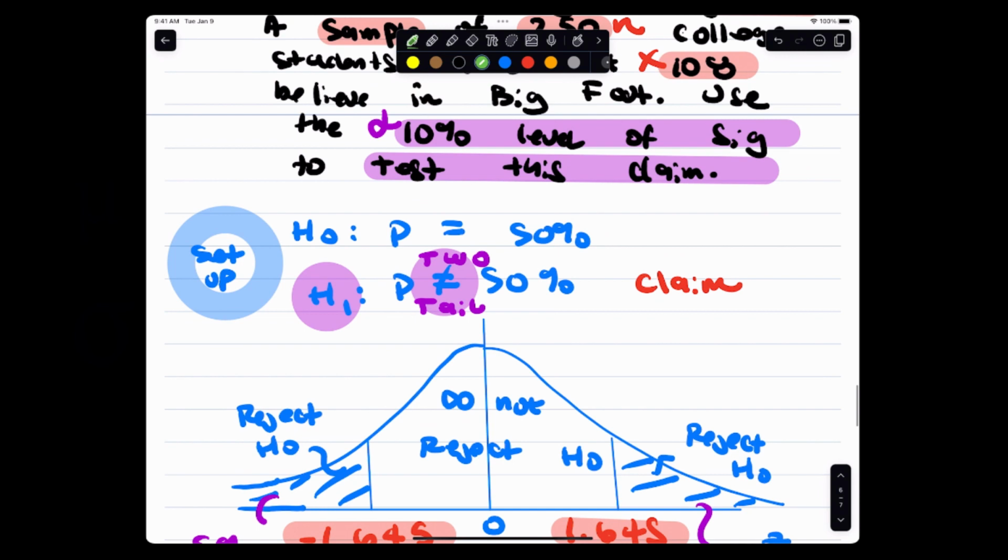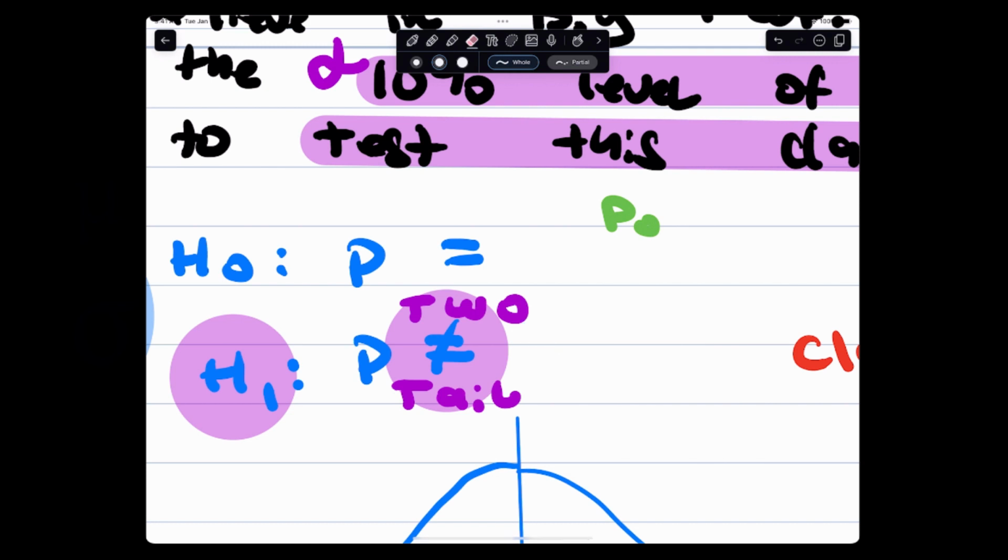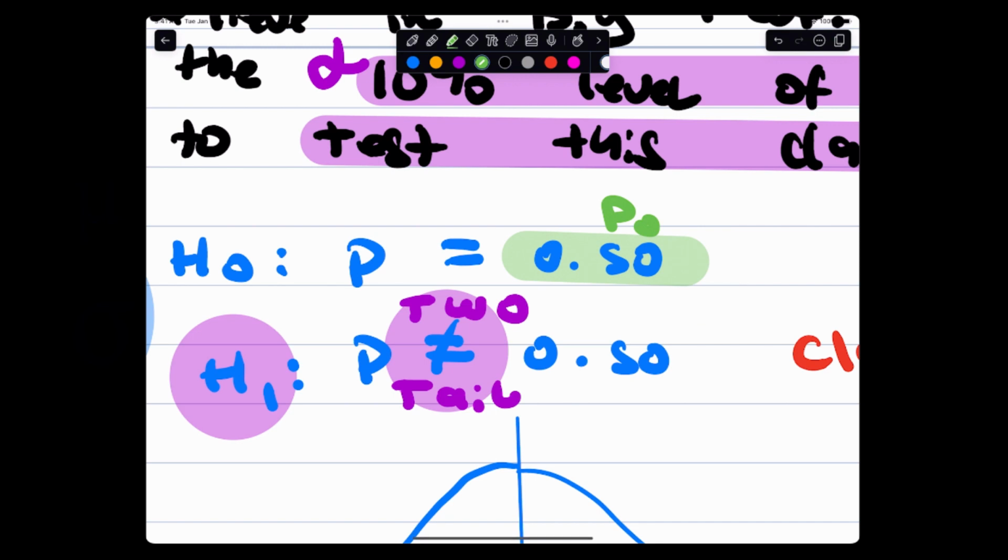What do you guys get over here? What's P naught? Is that the, is it 50 or 10? 50%. And actually, we should put, let me go back here. You know what we should always put? The decimal representation. Because if you don't do that, your calculator's not going to understand what you're talking about. It's going to do everything wrong.